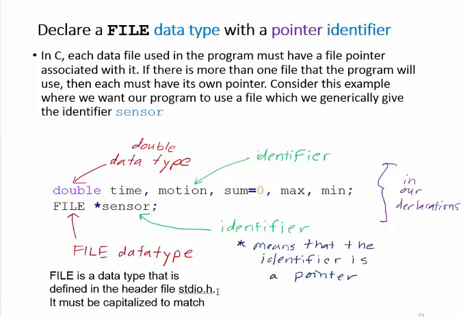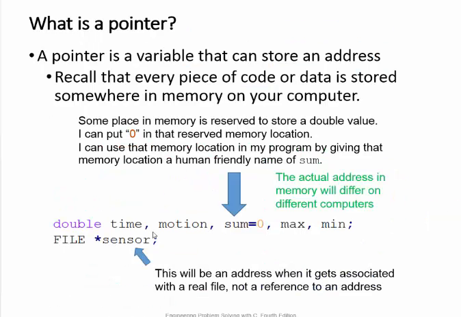The difference here is that when you declare a file data type, you have to have a pointer as the identifier, and the way you designate that as a pointer is to put an asterisk in front of it. So what does that mean? What is a pointer? A pointer is a variable, which is like an identifier, that can store an address.